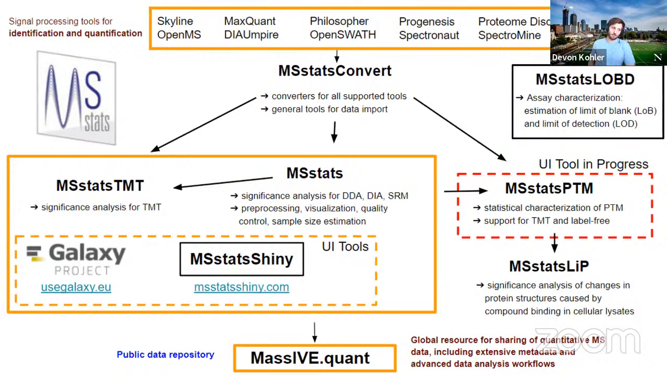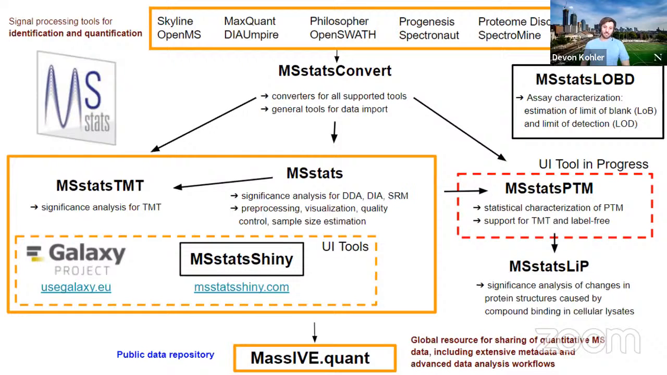Base MSstats is used for significance analysis of DDA, DIA, SRM. Like we went over yesterday, it includes visualizations, quality control, sample size, statistical analysis, everything that we went over yesterday. MSstatsTMT also uses MSstats as the backend, but it's specifically for tandem mass tag quantification. We have two UI tools for MSstats and MSstatsTMT: Galaxy, which Melanie developed, and also MSstats Shiny, which we went over yesterday.